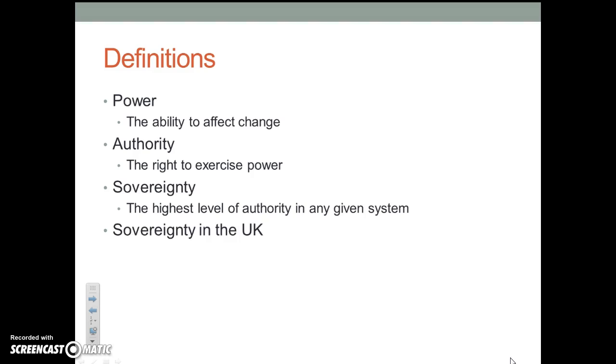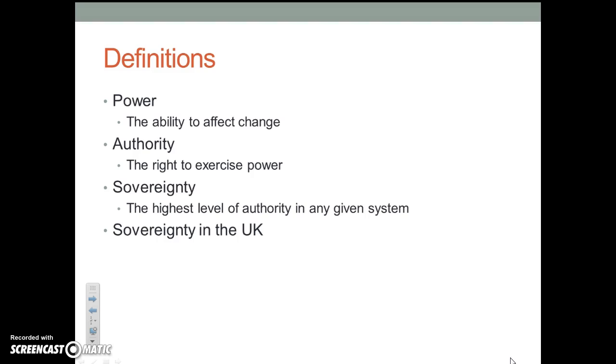Now, in the UK, this is all very complicated because we have a sovereign in the shape of a monarch who doesn't really seem to have any power at all and doesn't really seem to have any authority either. I mean, why the hell is she there? She's German, for God's sake. But we move on from that. We think, okay, that's not really going to help us.